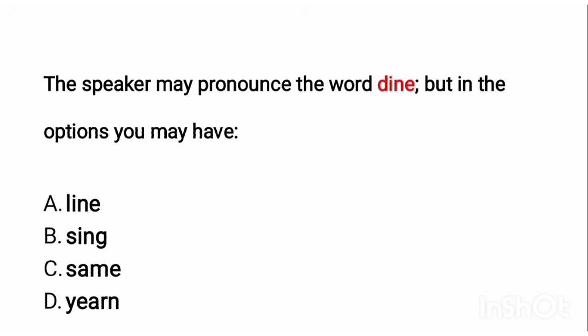Here is another example. The speaker may pronounce the word dine, but in the options you may have line, sing, same, yen. The correct answer is line, because it has the same medial and final sound with the word dine. Now get ready to answer the rest of test 5.